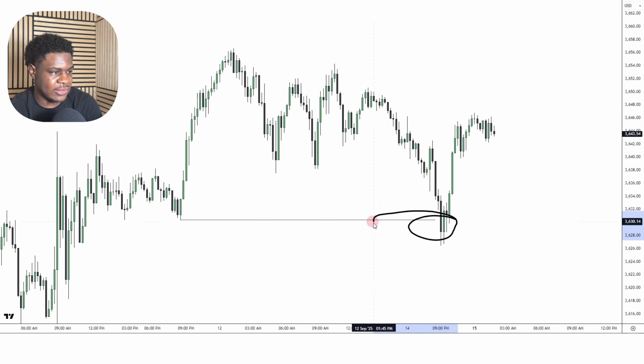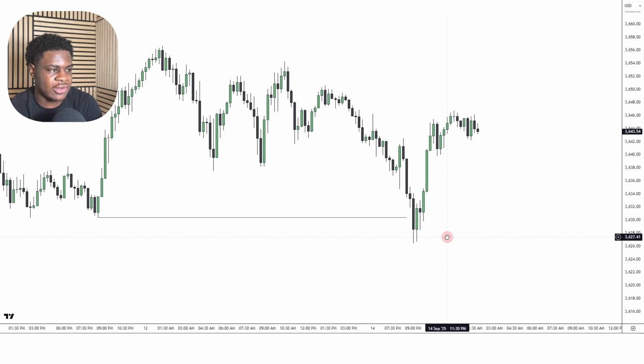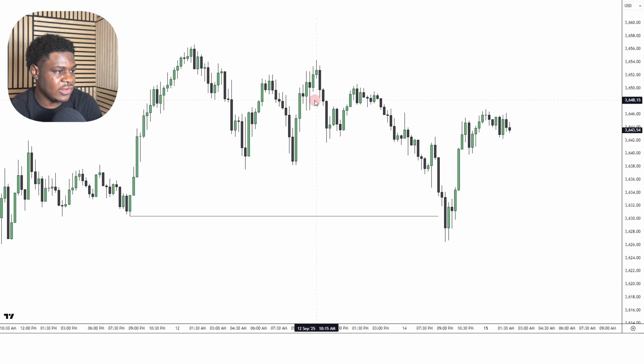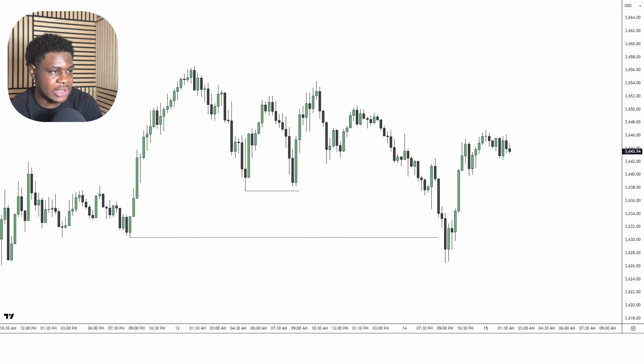As price takes out this liquidity, we want to see the reaction from it, and the reaction needs to be somewhat sporadic. In this scenario, you can clearly see that even though we had this sporadic price action, price never took out this area of liquidity. Obviously, this would not be a valid order block setup, even though this is the last down close candle, which should be a level of support.